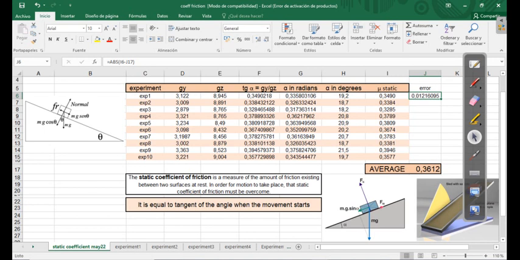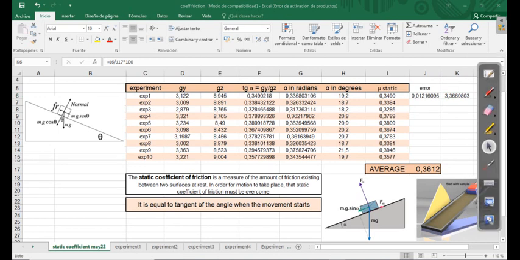And then the relative error is going to be the absolute error divided by the original one times 100. And this is the relative error. So it is 3.36%. This is the percentage of the error, which is not bad. And you can do the same for all.